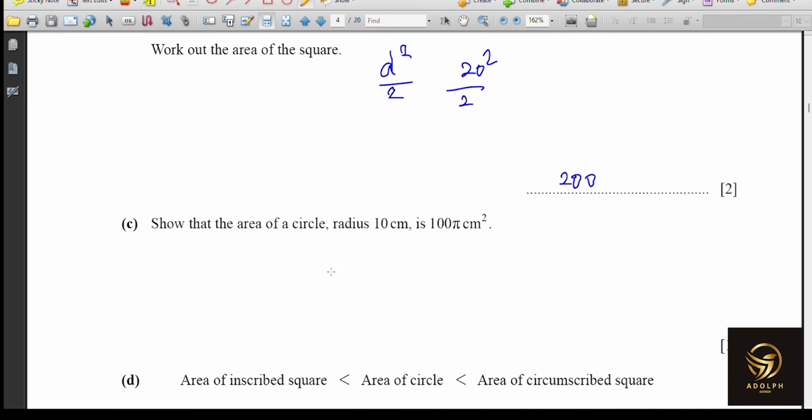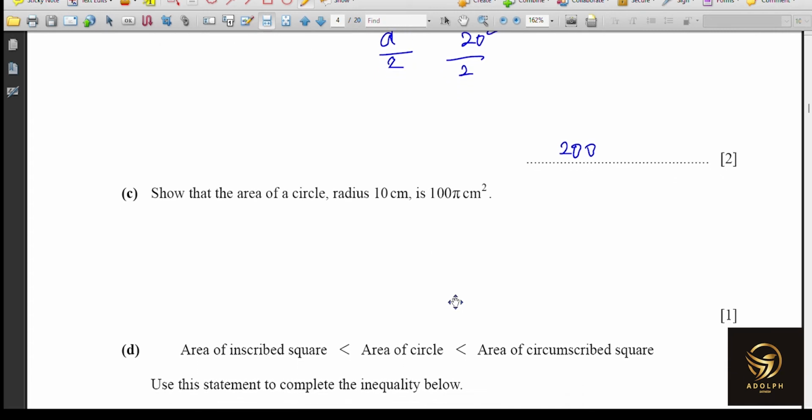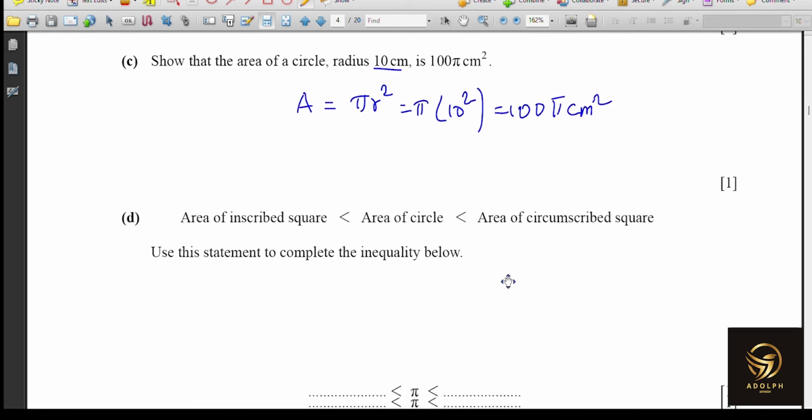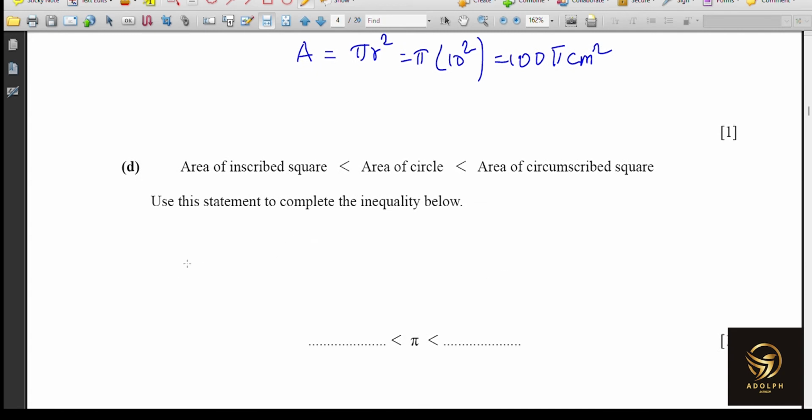Next, show that the area of a circle of radius 10 cm is 100 pi centimeter square. We know that the area of a circle is pi r squared, so pi into the radius, which is given as 10 cm. It's going to be 10 squared. So pi into 10 squared, that is nothing but 100 pi centimeter square, and that's what we need to prove. So let's go to the next subdivision D.